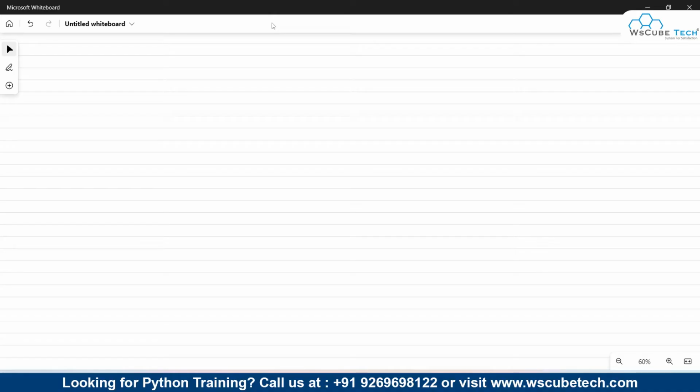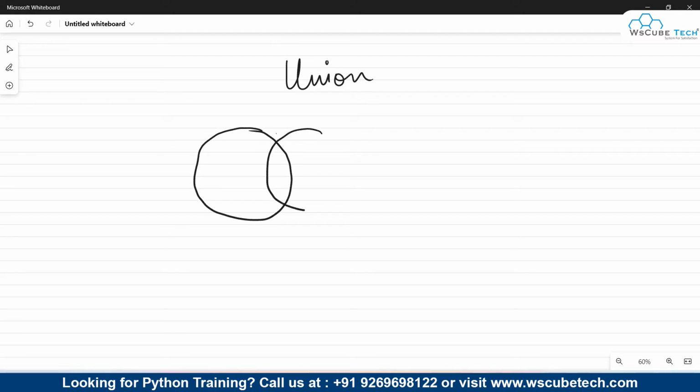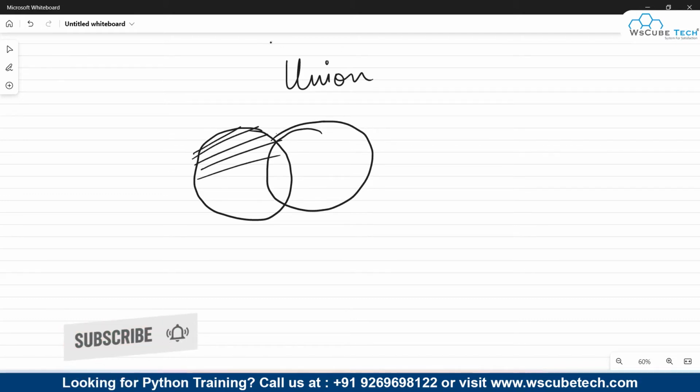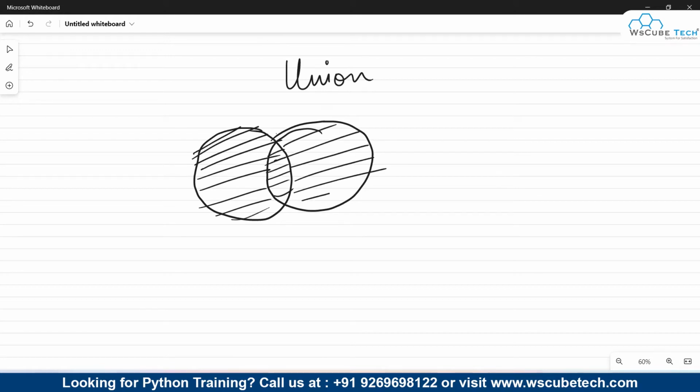So first of all, if I talk about union, in our sets we have a function called union. How does union work? Suppose we have two sets, so I'm taking a Venn diagram over here. Union means that it will give us all the elements which are there in set A. It will also give us the common elements once, and it will also give us the elements that are there in our set B.